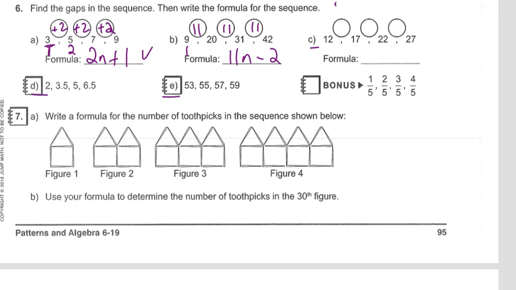Some challenges there. And this is counting toothpicks. So my suggestion is start with a table or just a list like this, and figure out how many toothpicks are in each figure, and then figure out the formula. And to find the 30th figure, you'd have to put 30 in for the n in your formula. All right, I hope that helps.